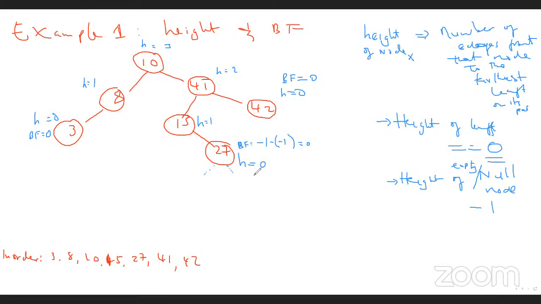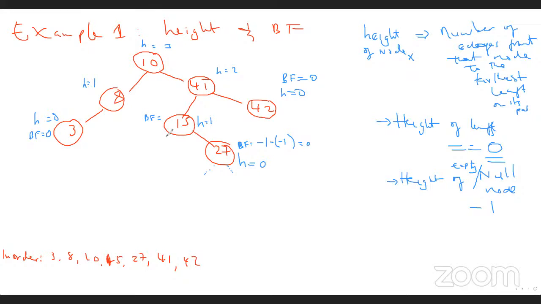It's not 0 because the height is 0. It is 0 because we take the empty left-hand side and the empty right-hand side, and their heights are both -1. Remember, we're interested in the heights of the left and the right side. What about the BF here at 15? So the BF at 15 is -1.